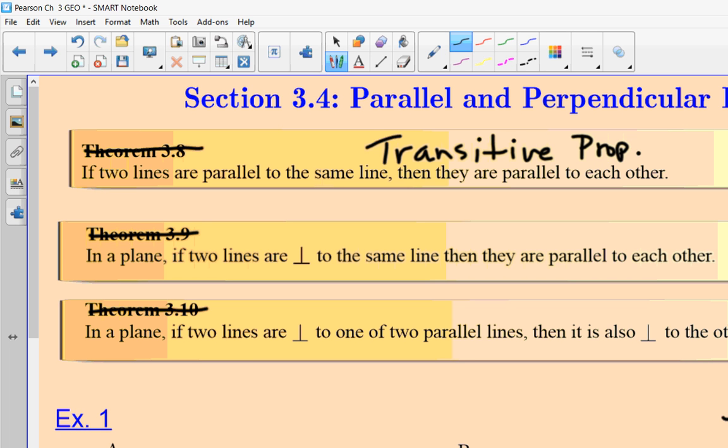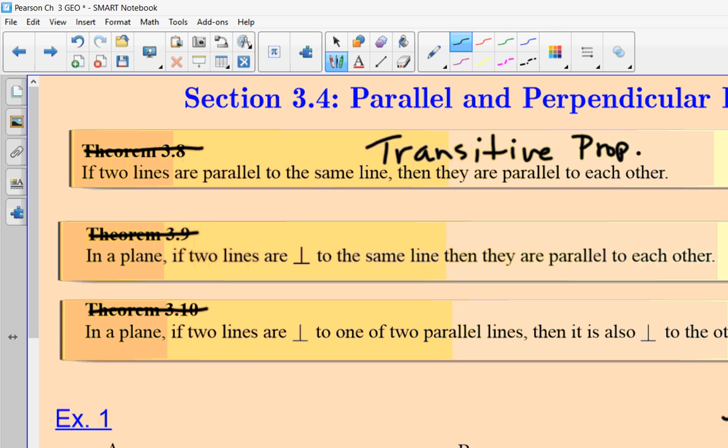Okay, and if you think of a transversal, with the transversal being line C, and it's intersecting A and B at a right angle, well, these two angles that are both 90 are equal to each other, and in a transversal, those would be corresponding angles. And we learned if corresponding angles are congruent, then the lines are parallel. So in this case, A and B would be parallel.